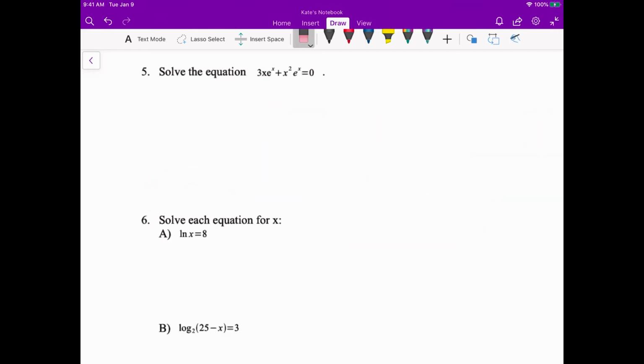Looking at number 5, we have 3x times e to the x plus x squared times e to the x equals 0. This is again an exponential equation because again, I have a variable as an exponent. I have two terms here. I have 3x times e to the x and x squared times e to the x. Both of them have an e to the x in each term, so I'm going to factor out an e to the x. That will leave me with 3x plus x squared equals 0.